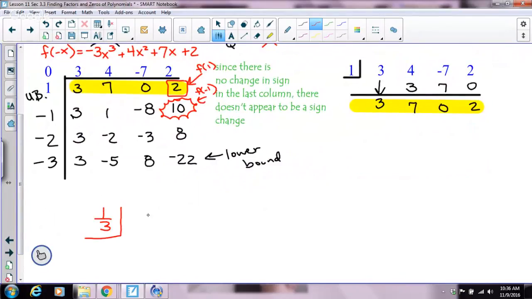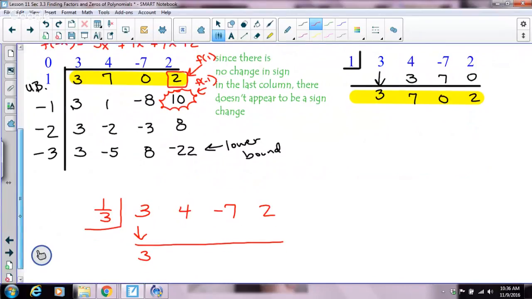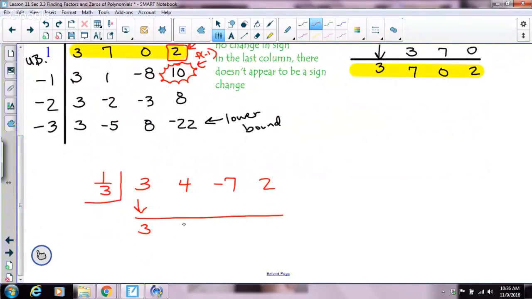And my 0 row is 3, 4, negative 7, and 2. Bring down the 3. 3 times a third. 3 over 3. You need to work some scratch paper. 3 times 1/3 is just 1. Those cancel out, y'all. All right, 4 plus 1. 5 times the third. 5/3. So what do you need to do with the negative 7 and the 5/3?